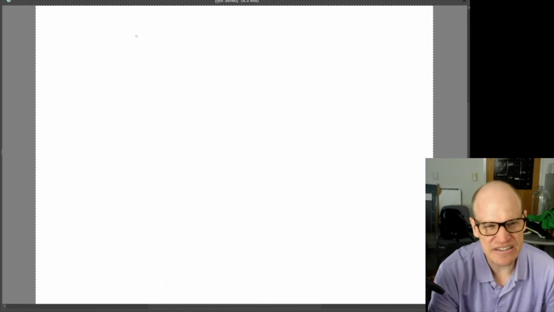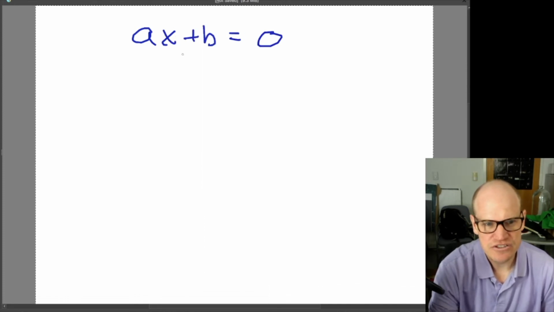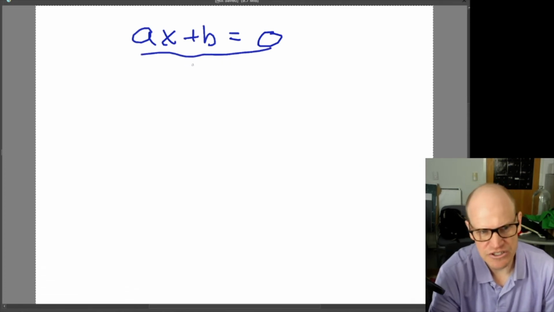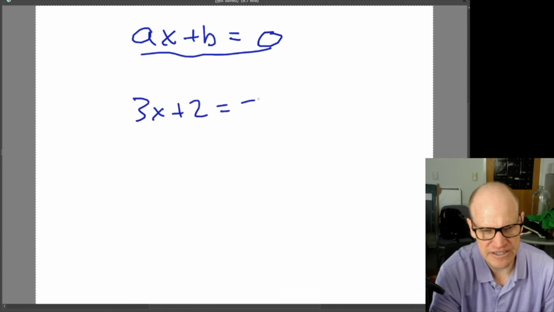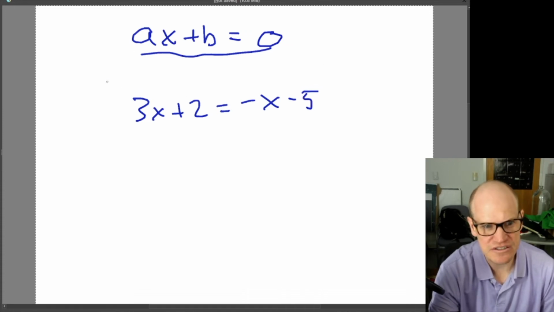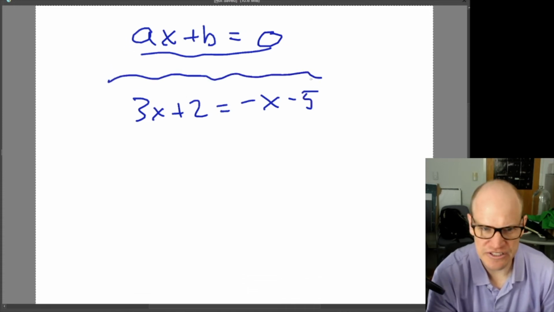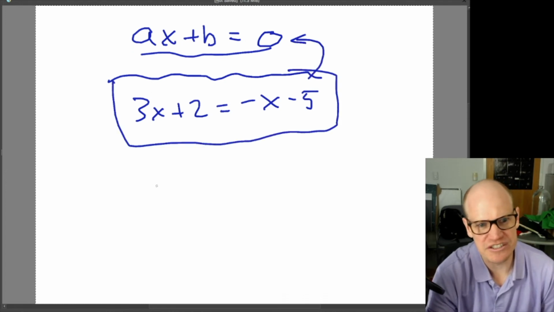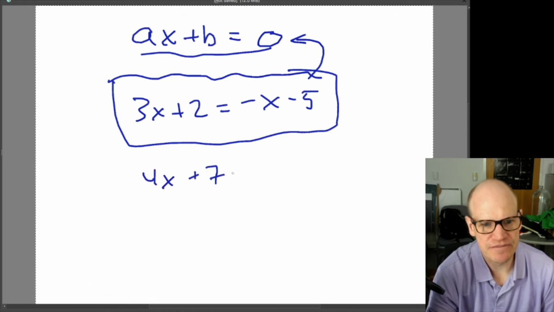So any linear equation, ax plus b is equal to 0. So this is kind of a general form of writing this down. So this is a linear equation. What we had before, which was 3x, what was it? 3x plus 2 equals minus x minus 5. Is that what we had? I can use the rules of algebra to get this equation into this form. If you don't believe me, watch. It's going to be amazing. That's going to be 4x plus 7 equals 0.